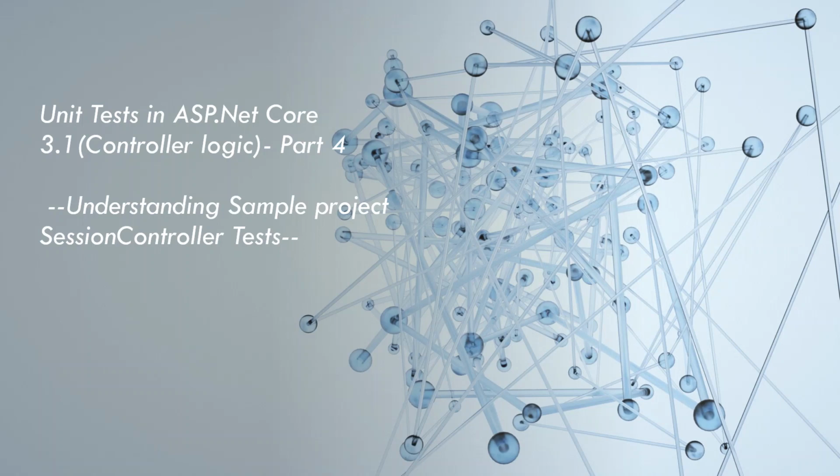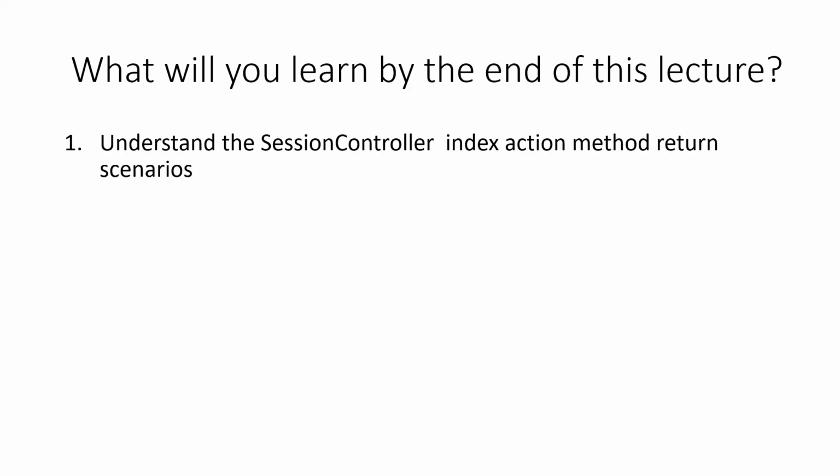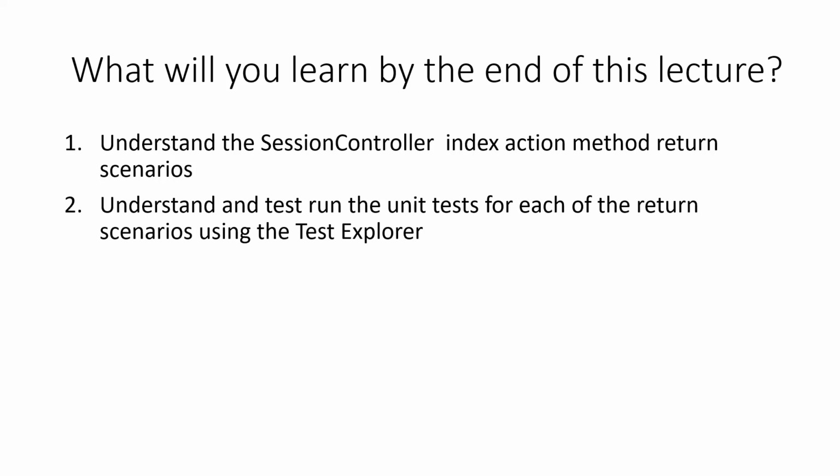And this is part 4 of the unit tests in ASP.NET Core 3.1 controller logic, and we will be taking up the sample project, and I will be continuing with the session controller tests. In the previous lectures we covered the home controller tests. So you learned to understand the session controller index action method, its return scenarios, and to test run the unit tests for each of the return scenarios using the test explorer.